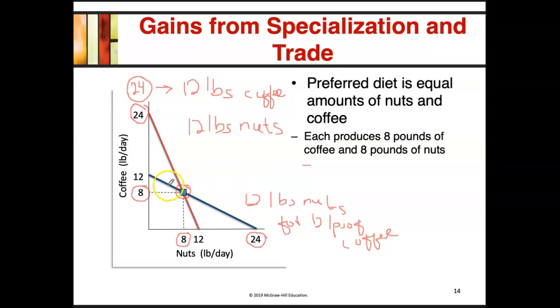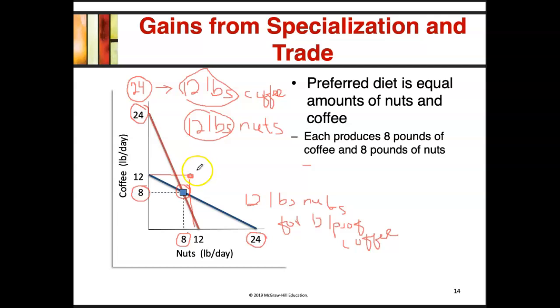If they decide to trade, Claire produces 24 pounds of coffee. She doesn't want to consume only coffee. She wants to consume equal amounts of coffee and nuts, so she'll split her coffee and trade 12 pounds of it for 12 pounds of nuts from Nathan. Nathan does likewise. He produces 24 pounds of nuts, wants to consume in equal amounts, so he'll exchange 12 pounds of his nuts for 12 pounds of coffee. Then if they both consume 12 pounds of coffee and 12 pounds of nuts, they'll land on this point.